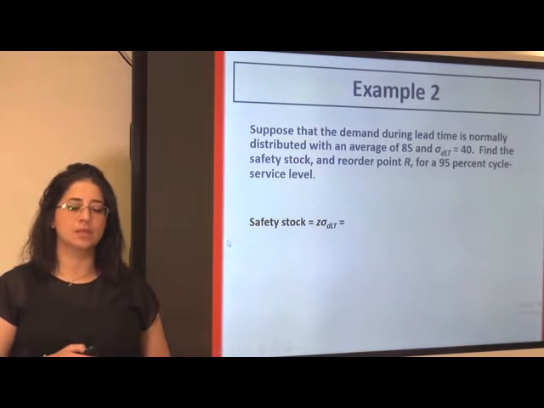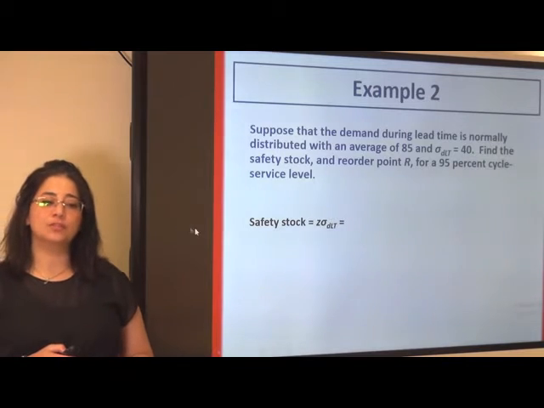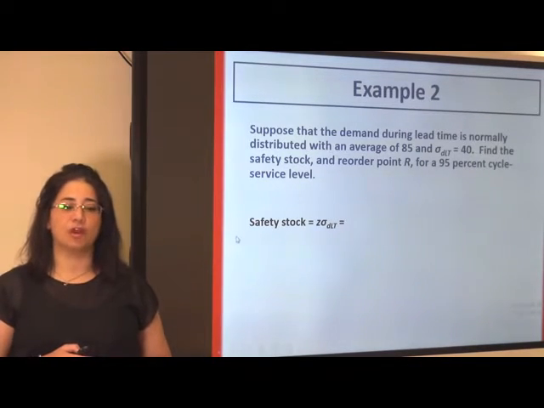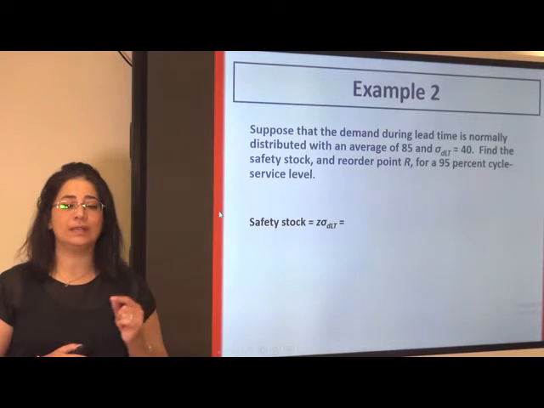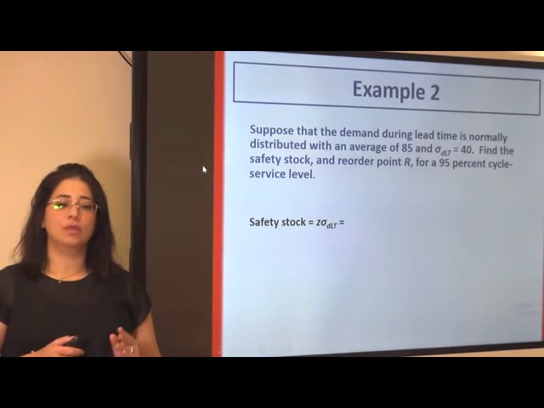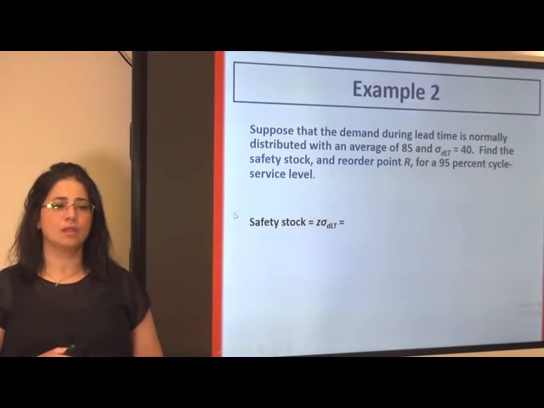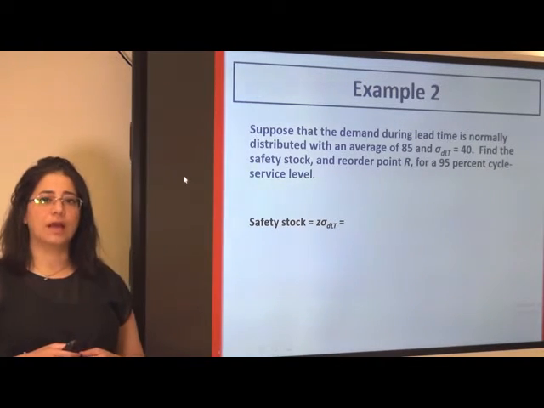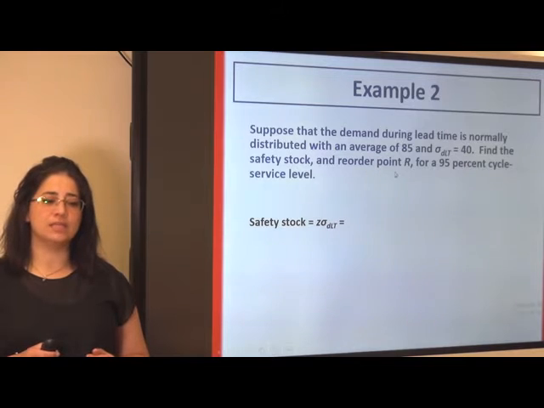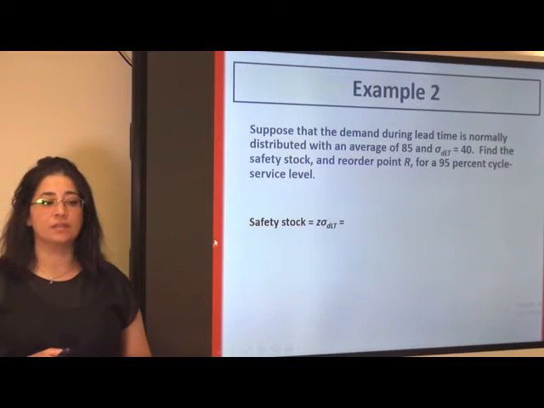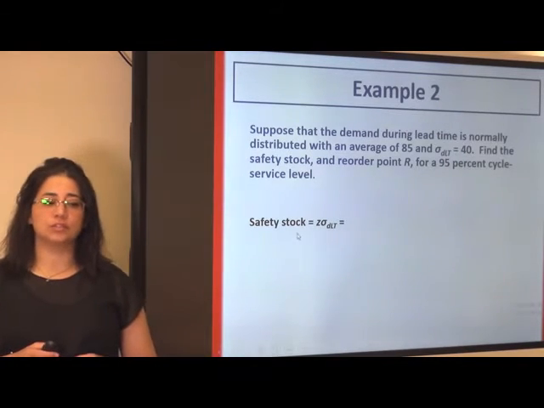Another example. Suppose that the demand during lead time is normally distributed with an average of 85. Here the demand is during lead time. He gave you the pipeline, not the weekly demand. So the average demand during lead time is 85, and the standard deviation of demand during lead time is 40. It's given. Find the safety stock and reorder point.